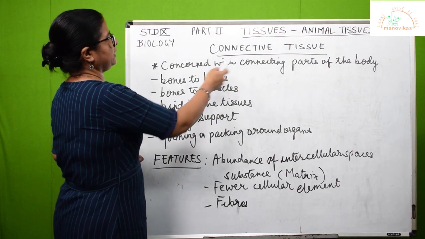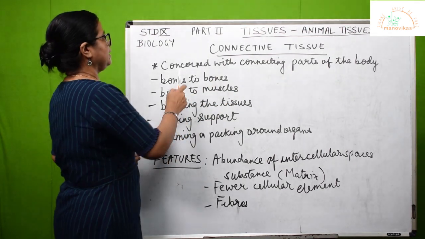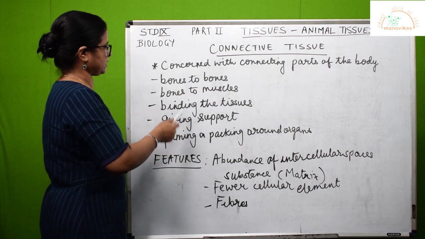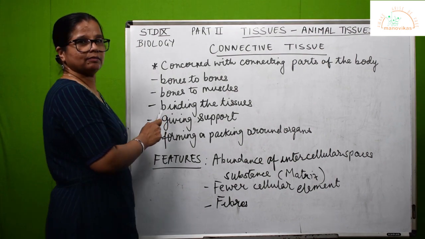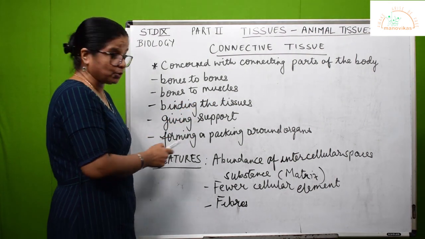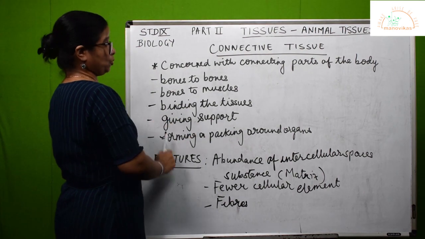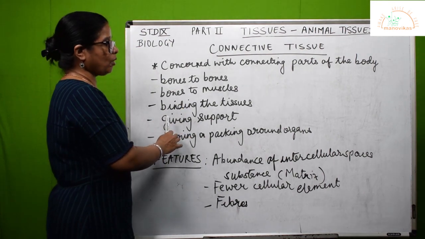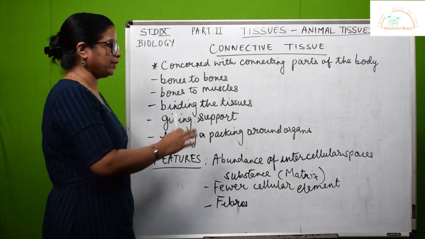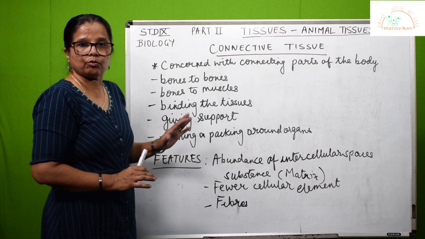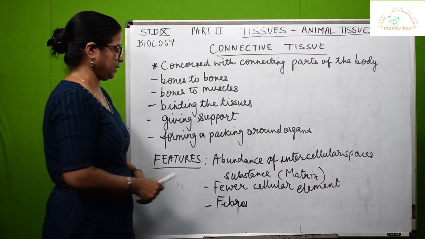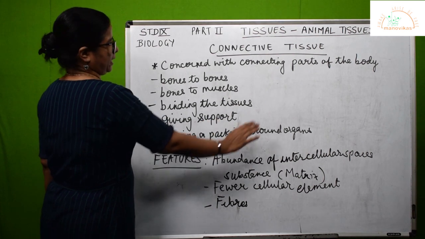Connective tissue. Again, the name conveys the message to us. Concerned with connecting parts of the body. Let's see what all it connects. Bones to bones, one bone to the other bone, bones to the muscles, tissues, binding the tissues together, giving support to all these structures. Then forming a packing around organs. Now the organs are there inside our body. If there was nothing holding them in place to fill the spaces between them, with a little movement they would have got displaced. So it forms a packing around the organs.